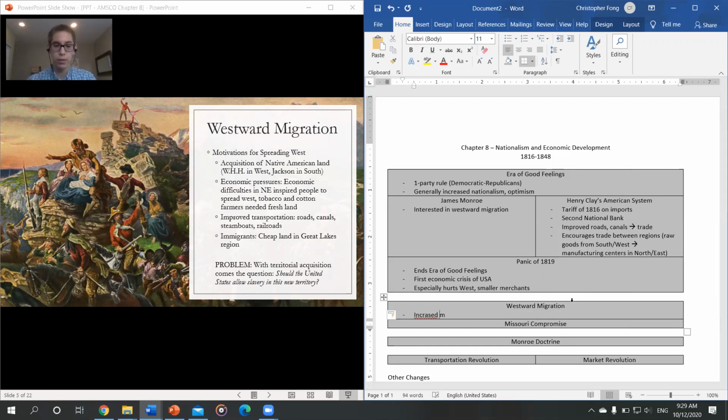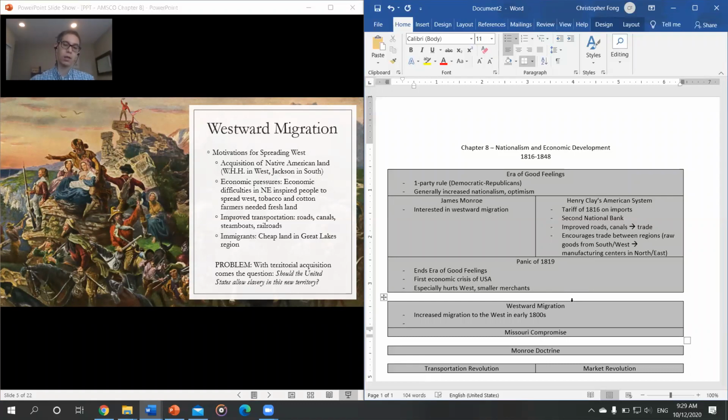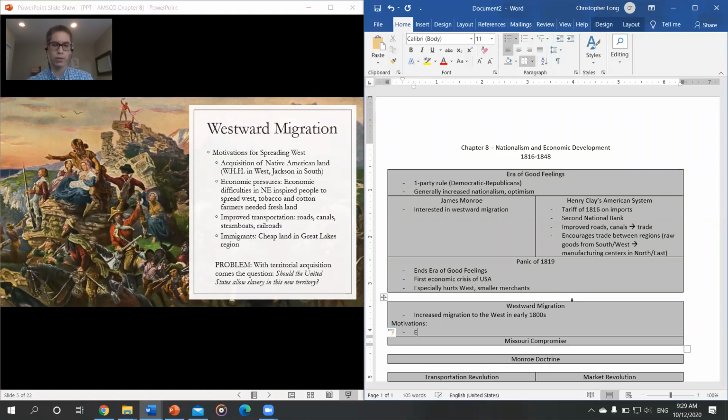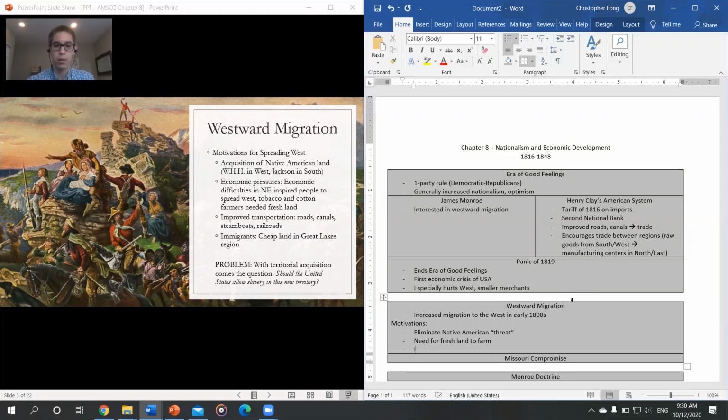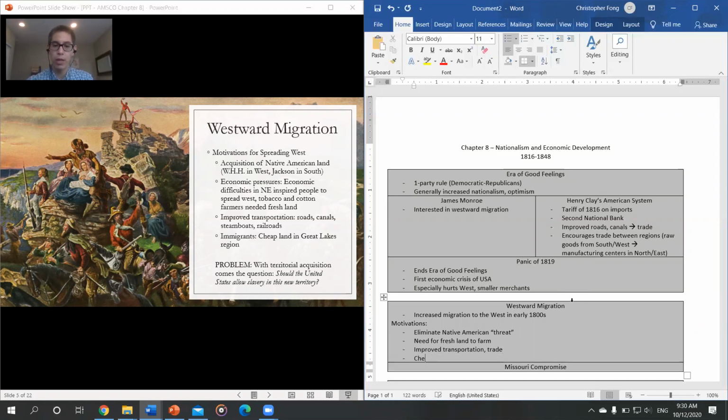So there's increased migration to the west in the early 1800s, again after the Louisiana Purchase. Some different motivations here. One is to eliminate the Native American, I'm going to put threat in quotation marks because that was how it was perceived by people like William Henry Harrison and Andrew Jackson. There was a need for fresh land to farm. There was also improved transportation and trade. And then there's cheap land, especially for immigrants.